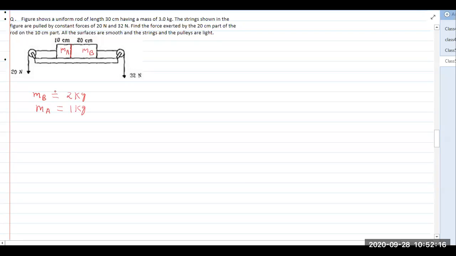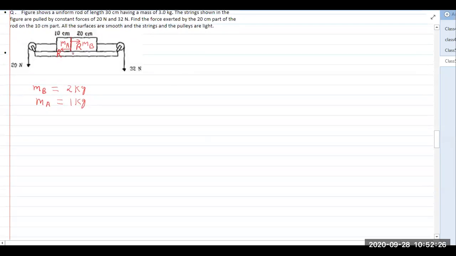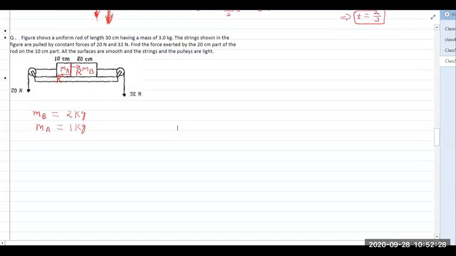So now what are the equations which we can write? Suppose the reaction force between these two is R. This is the force which we need to find, the force between the two objects. So we will write the equations.